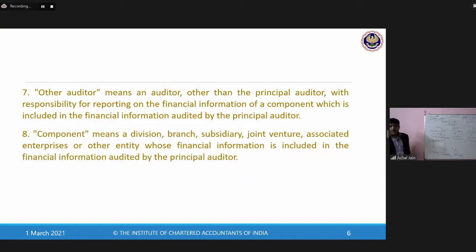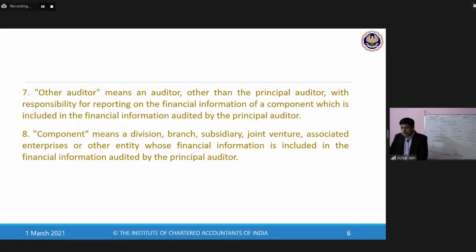And what's the component? We have understood. Component could be a division, a branch of a company, subsidiary, joint venture, associate. It can be anything which is moving to get consolidated in the consolidated financial statements, and for which the auditor is different than the principal auditor. Clear on the meanings, the terms which are attached?